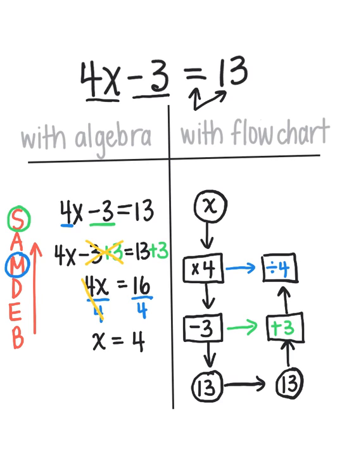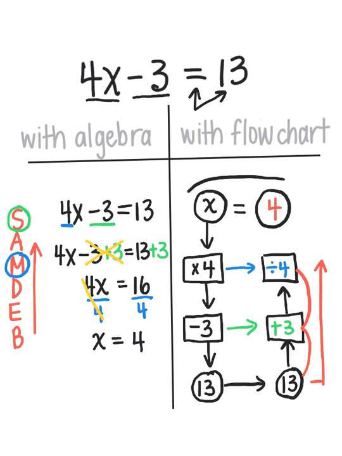This is where something really interesting happens. We do BEDMAS backwards, but we start by looking at what we have at the bottom of our flowchart, and we simply follow the instructions as we go up. So if I do 13 plus 3, I get 16. Then I do 16 divided by 4, which gives us 4. And that is the solution to the equation. We already knew that from our previous version of doing the question with algebra. So x is equal to 4. That's how the flowchart works.